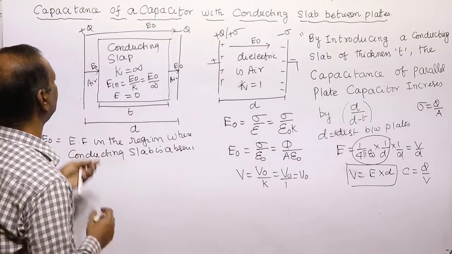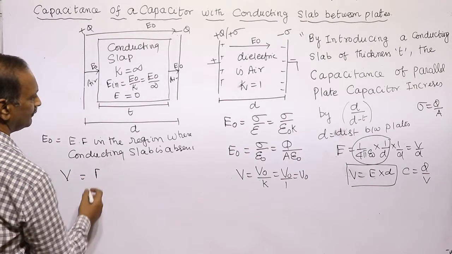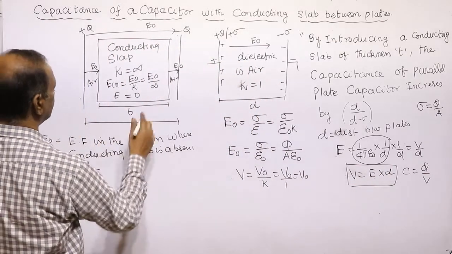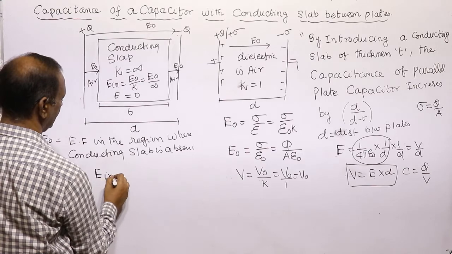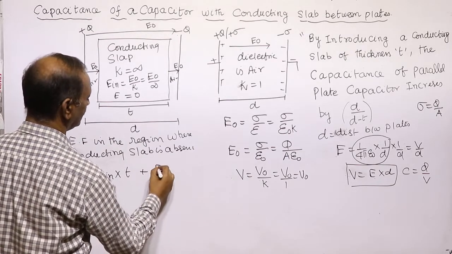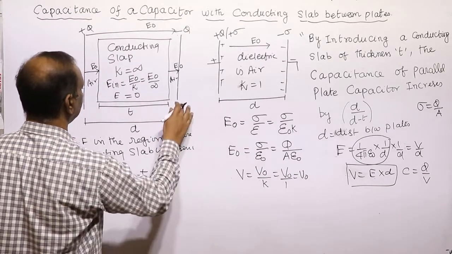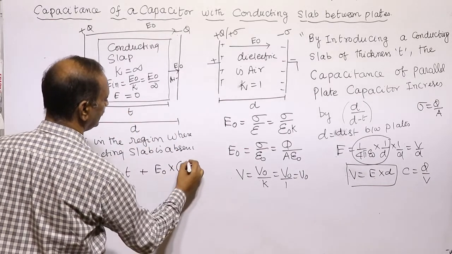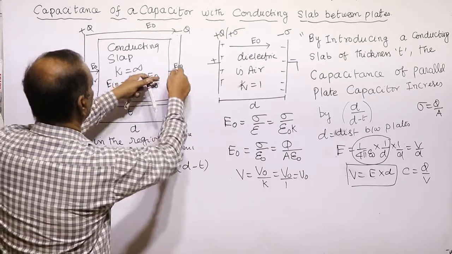when a conducting slab is introduced? Potential is equal to E into D. Here the place is of thickness D. The electric field inside into thickness T, plus the electric field in the remaining area, E naught, into what is this distance, this is D, this is T, that will be D minus T, because D minus T is equal to this area and this area.